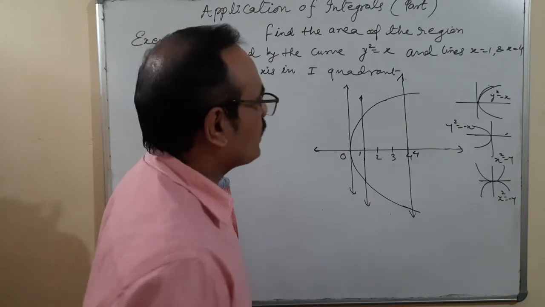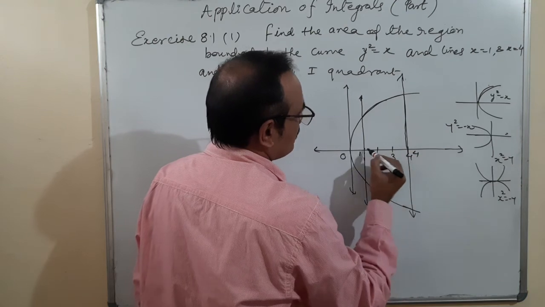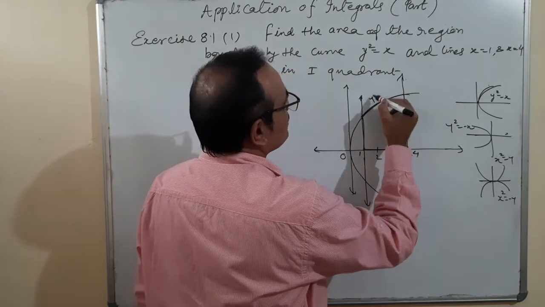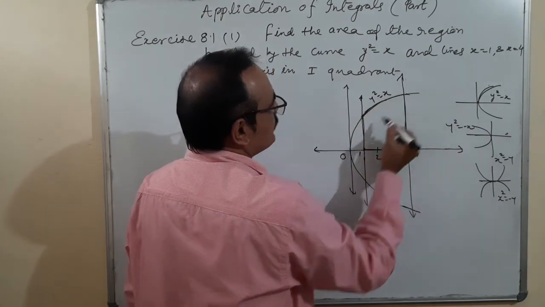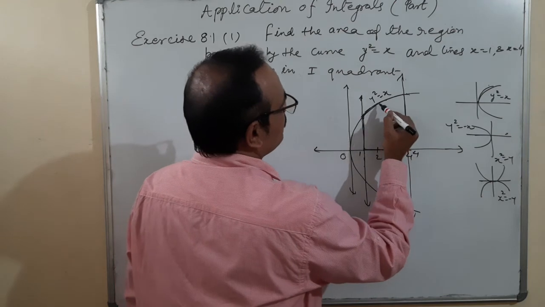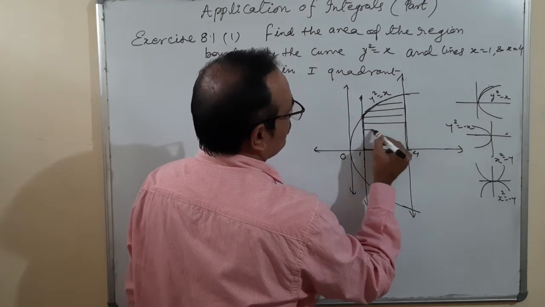X is equal to 1, x is equal to 4, x-axis in the first quadrant. This is the first quadrant, and the area is bounded by these four terms: one is this function y square is equal to x, x is equal to 1, x is equal to 4, and the x-axis. Okay, that means which area are we going to find?